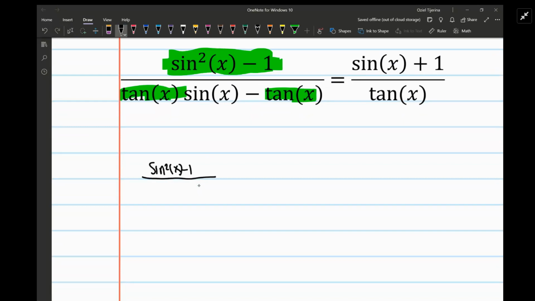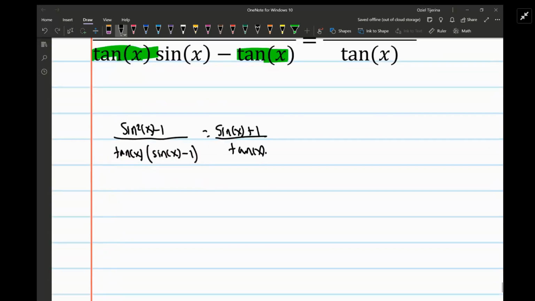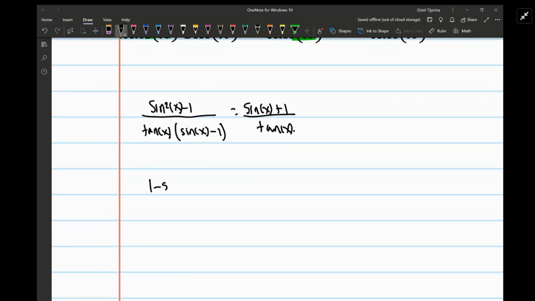And then I'm going to factor out a tan x from here. So I'm going to say over tan x times 1. It's actually going to be times sine of x minus 1. Excuse me. Okay, so then this is equal to sine of x plus 1 over tan of x. And we know that 1 minus sine squared of x is cosine squared of x.